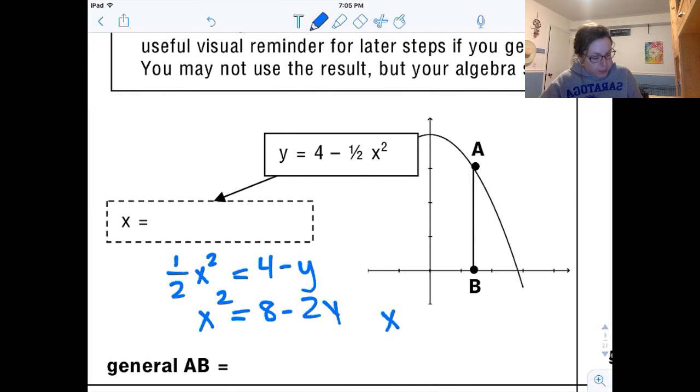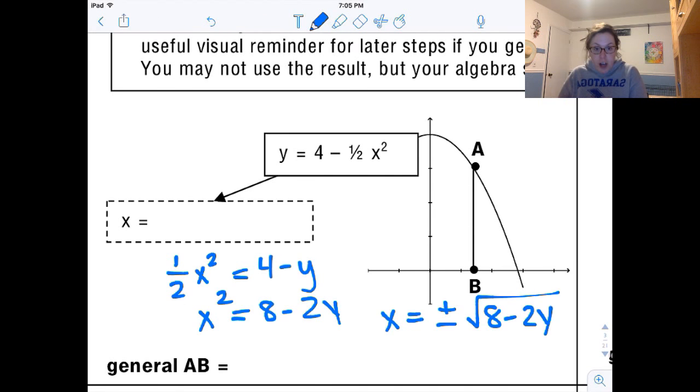And notice when I square root this, I get the positive or the negative square root of 8 minus 2y. So it's not just the positive square root. And that's going to be important because anytime we have a parabola, we have two sides. We have the positive side and the negative side. So that is it in terms of X, or in terms of Y. So this is the Y value, that's the X value. I just solved it for that given variable.